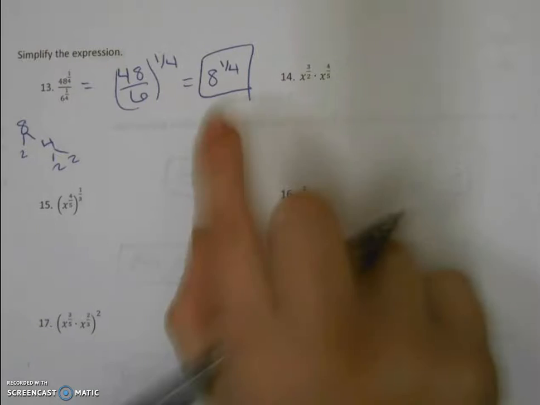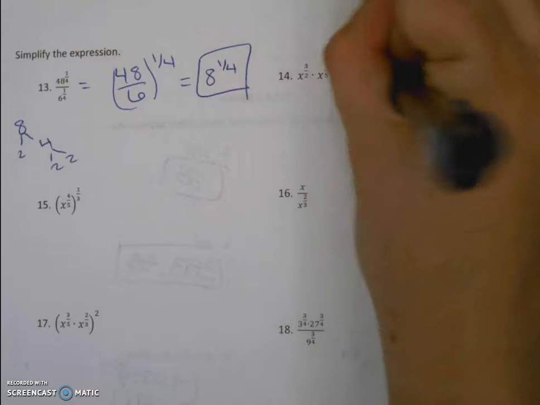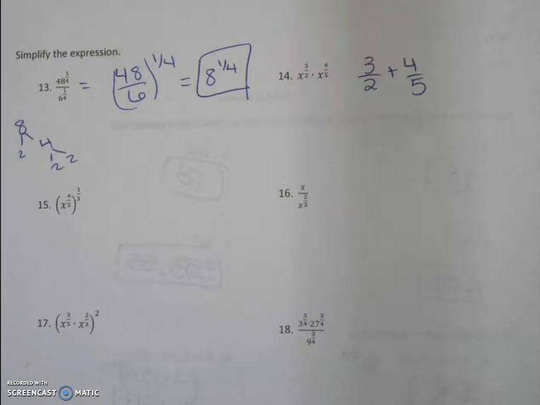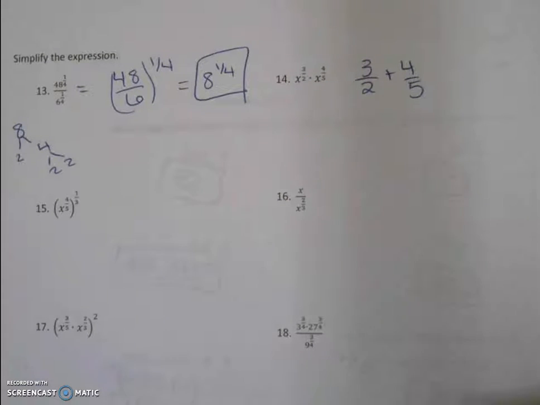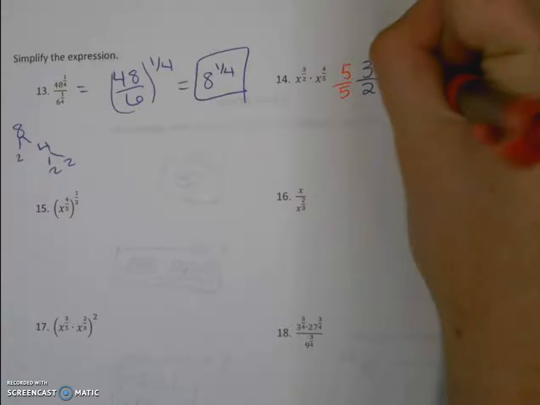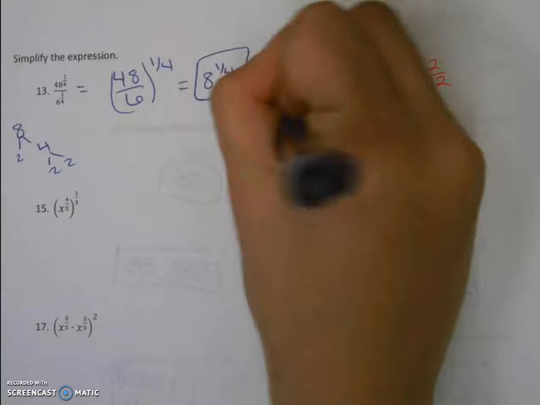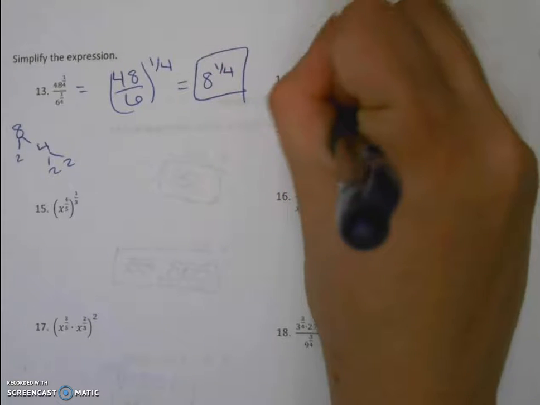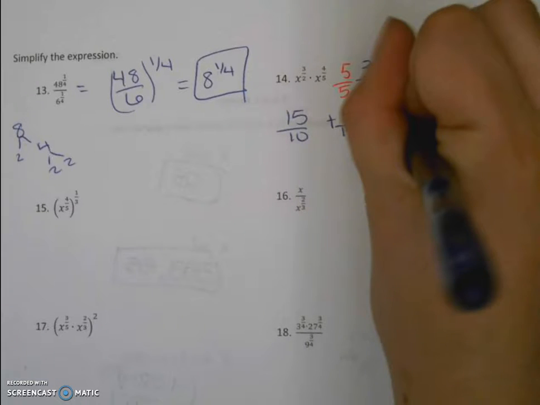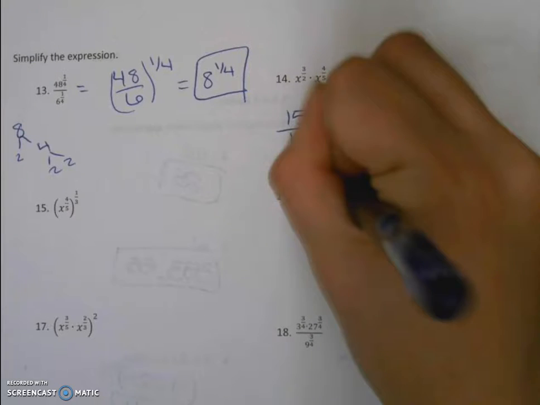Number 14, because the x's are multiplying, I add their exponents. So I have 3 halves plus 4 fifths. I need to make them have the same denominator. So I'm going to multiply my first fraction by 5 over 5, and my second fraction by 2 over 2, because I'm going to turn the bottom into 10. So then I have 15 over 10 plus 8 over 10. 15 plus 8 gives me 23. And then I have x to the 23 over 10. And that's my final answer.